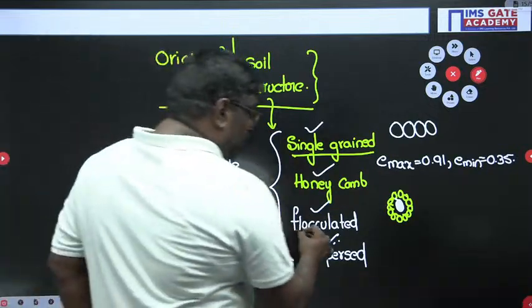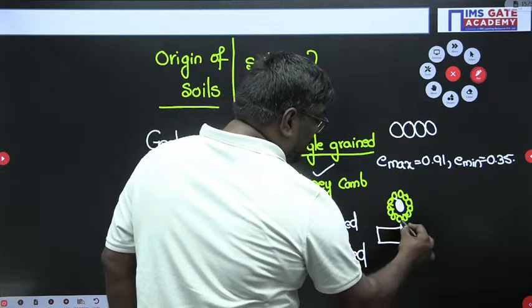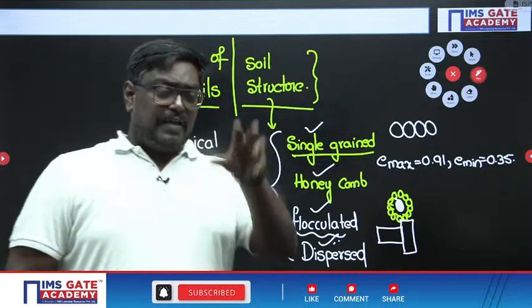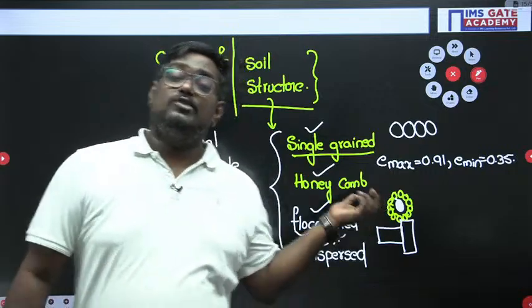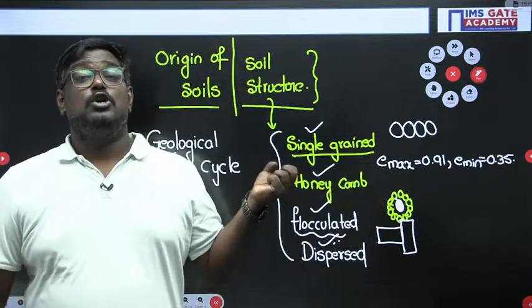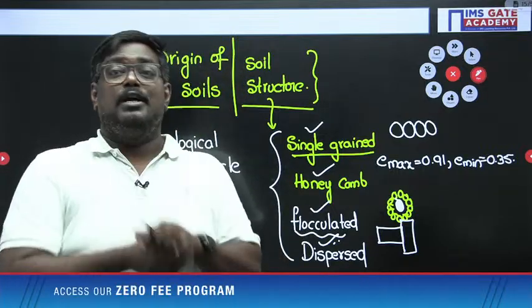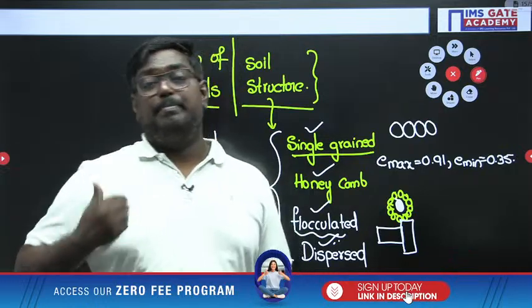Similarly, a flocculated structure is formed due to edge-to-face orientation. It is formed by the net attraction between the soil particles. When there is an attraction, the soil particles come closer. In this way, the soil has high shear strength, low compressibility and high permeability.